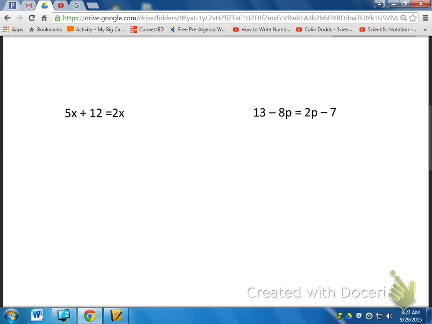All right, the one over here on the right, 13 minus 8p equals 2p minus 7. So who wants to try this one that hasn't gotten a ticket yet? Somebody new. CC, what's the smallest coefficient? I've got negative 8p and 2p. The smallest is negative 8. Okay, so how would I make negative 8 go away? What's the opposite of add 8p?